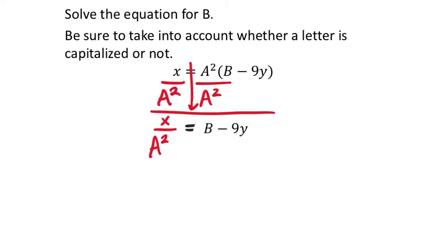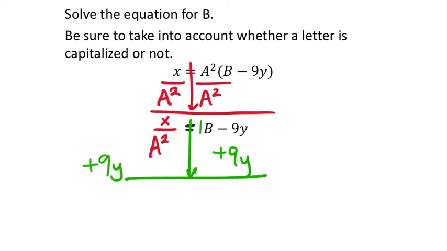But now, remember, we're solving for b. Well, there's the b. In fact, that's a 1b, which is good. It's the minus 9y that I don't want right there. So I'm going to take this negative 9y, I'm going to add 9y to both sides. Now again, I'm showing the plus 9y offset from the x over a squared because they're not like terms that I can even combine.